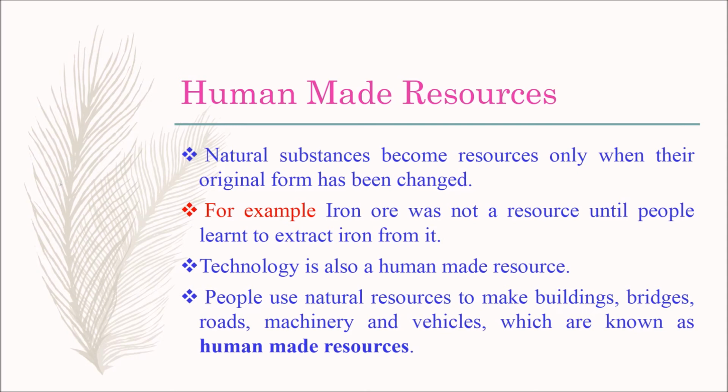Next, we are going to learn about human-made resources. Natural substances become resources only when their original form has been changed. For example, iron ore was not a resource until people learned to extract iron from it. Technology is also a human-made resource. People use natural resources to make buildings, bridges, roads, machinery and vehicles, which are known as human-made resources.